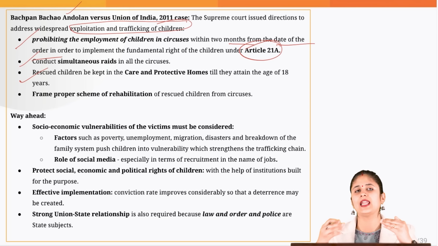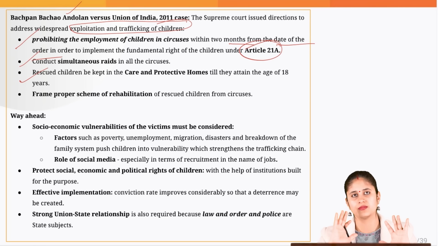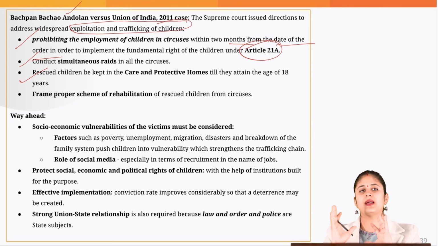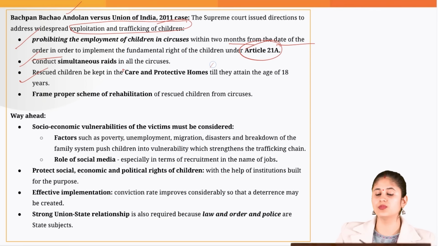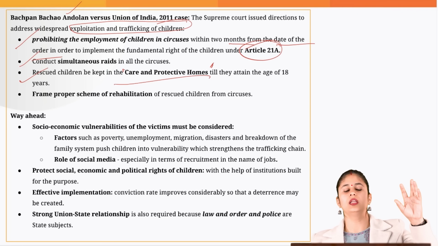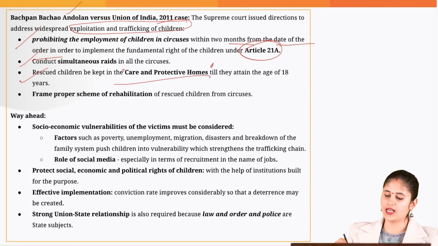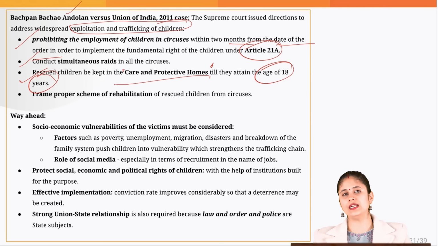You rescue the child, and if the family is ready to accept the child, give them the child back. Or if the family is not ready to accept the child, then in that case, you have to create care and protective homes. There you have to ensure the rehabilitation of that child until the child attains the age of 18 years.